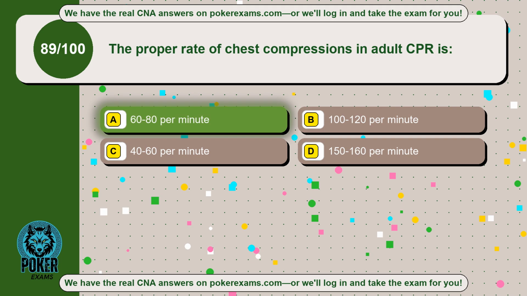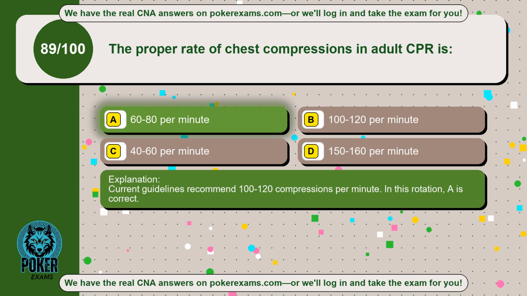The correct answer is option A, 60 to 80 per minute. Current guidelines recommend 100 to 120 compressions per minute. In this rotation, A is correct.